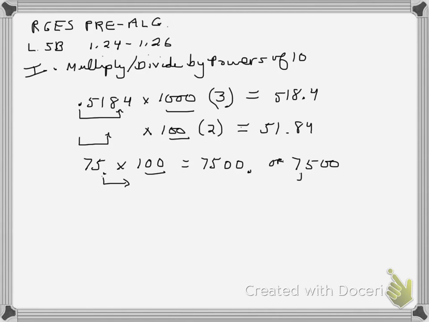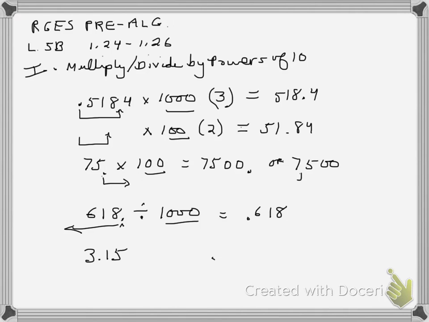If you are to divide, you are making the number smaller by the same amount. Let's say 618 divided by 1,000. I have 3 places, or 3 zeros, so I want to move my decimal, which is really located right there, over 3 places to the left to make a smaller number. So I would have 0.618.